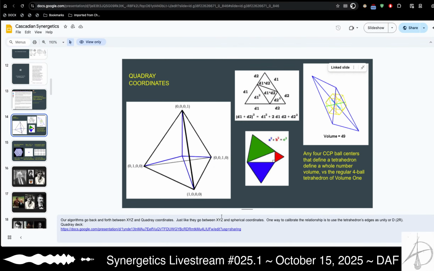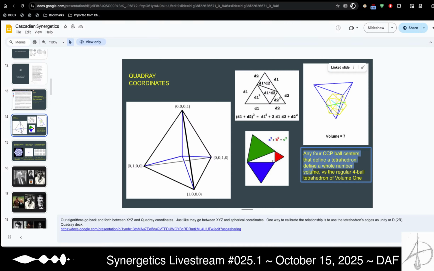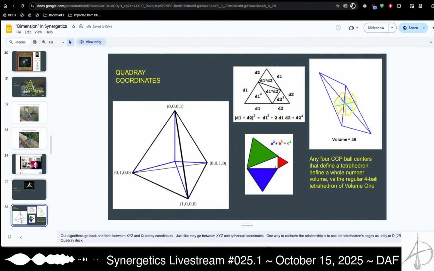So quadray coordinates, there's a bunch of different ways to think about it. It's the center of gravity of a regular tet, and then the vectors that point to each of the vertices are given a length of 1. Another way to look at this is you take 4 spheres, 4 marbles, and you close pack them, and then the gap in the middle is the origin, and then the vectors are going to the center of those spheres. So any 4 close-packed ball centers that define a tetrahedron define a whole number volume versus the regular 4-ball tetrahedron of volume 1. More on that is in this dimension in Synergetics.